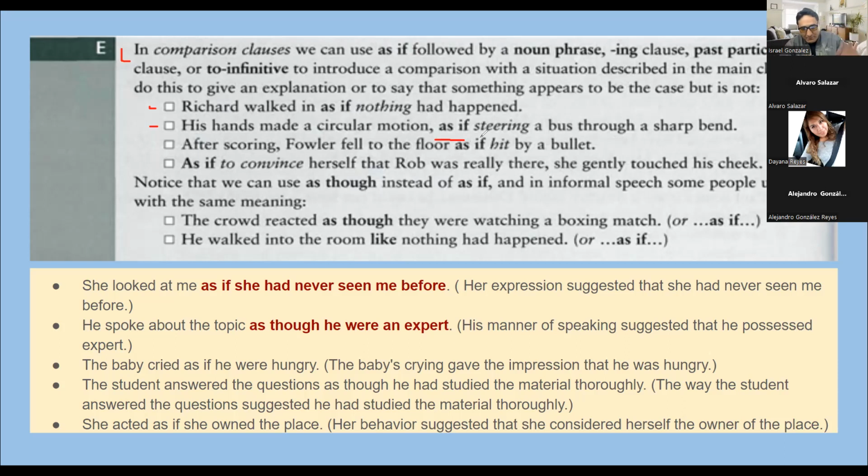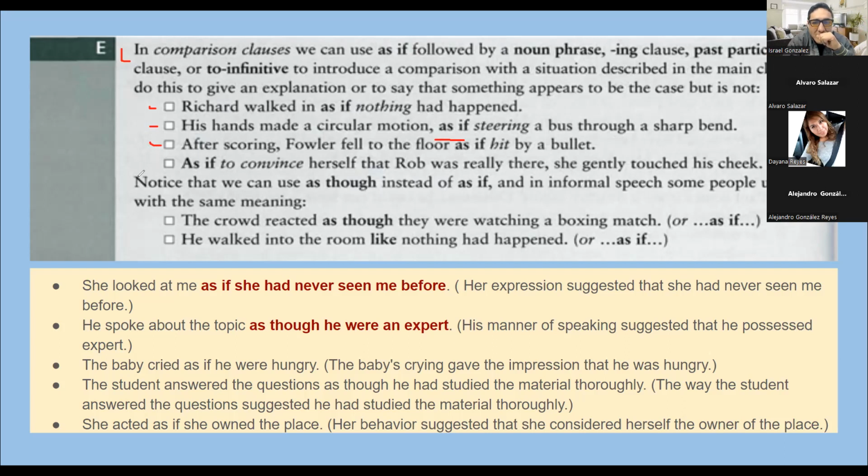Steering a bus, like moving the bus, the steering wheel, as we say in Spanish, el volante. As if it were really hard, but it was not really hard. Well, the next one, Alvaro, please. No, Alvaro? Okay. Maybe Alvaro cannot open his microphone. What about you, Alex? Can you read it, please?